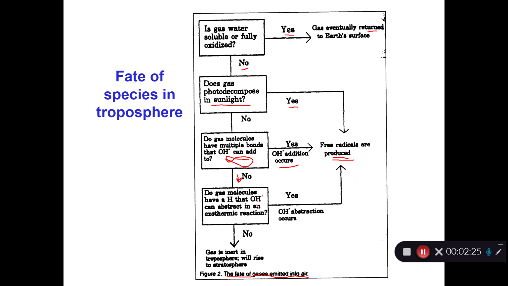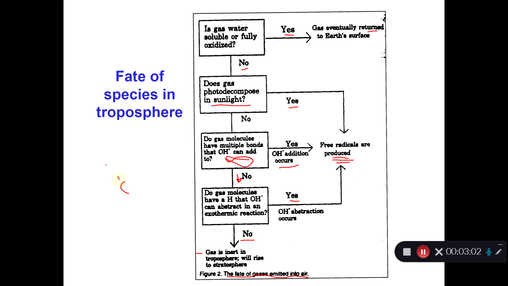Again, if the compound can't react by direct photolysis, then it's going to have to go by indirect photolysis. Hydroxyl radical is the most common reactant in the troposphere, and it likes to add to double bonds first. If there are no double bonds, then it will abstract a hydrogen atom. So if the chemical does have C-H bonds, then hydroxyl radical will abstract that hydrogen, and again you will get free radicals produced. Only if the answer to all of these questions is no do we conclude that the gas is inert and will rise into the stratosphere. And we had a good example of that.